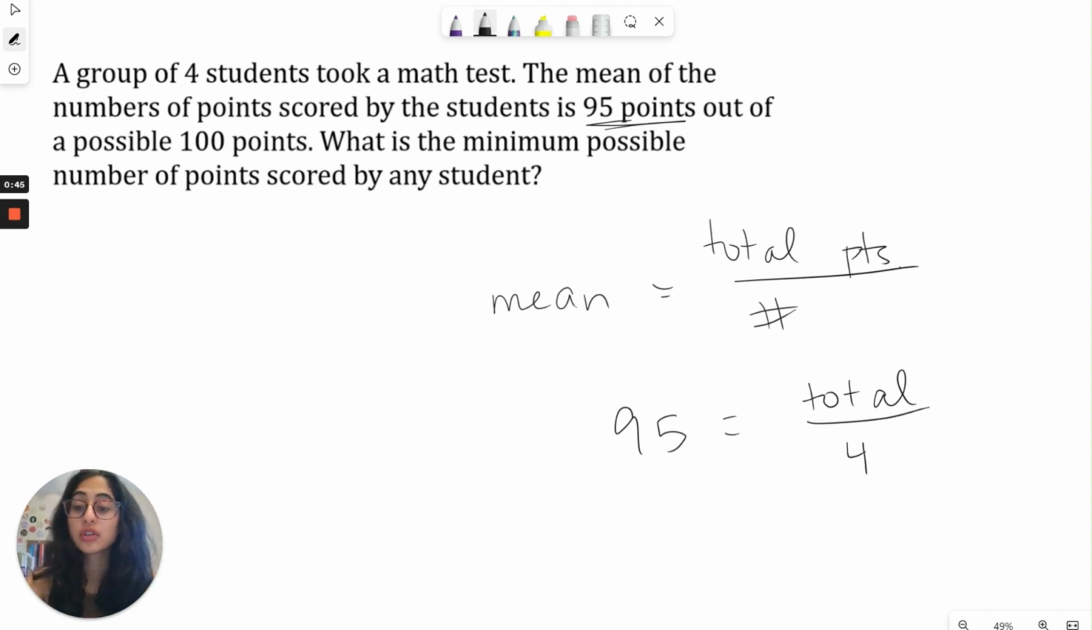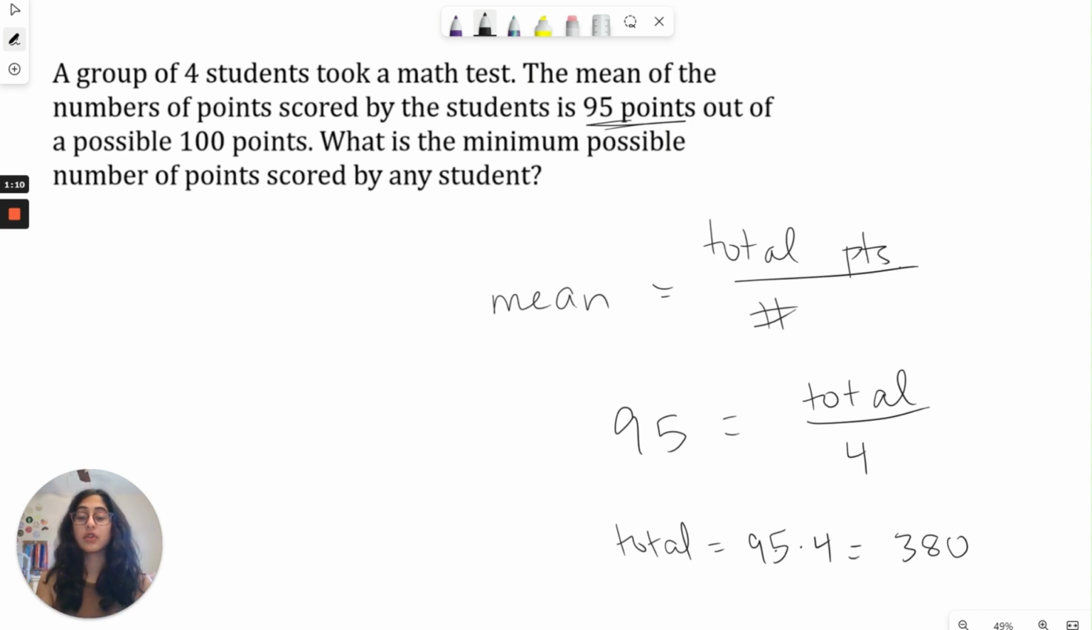So the total number of points that those students have to make together is just going to be 95 times 4, which is equal to, I guess you can think of it as 100 minus 5 times 4. So 100 times 4 minus 5 times 4. So it's 400 minus 20 is equal to 380. And so this is how many points all of these students have to make together.